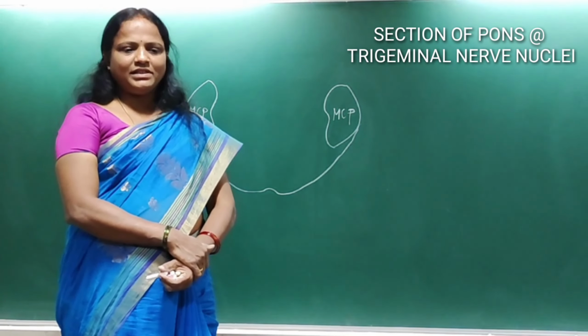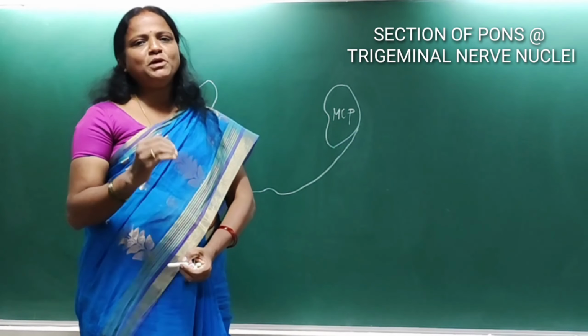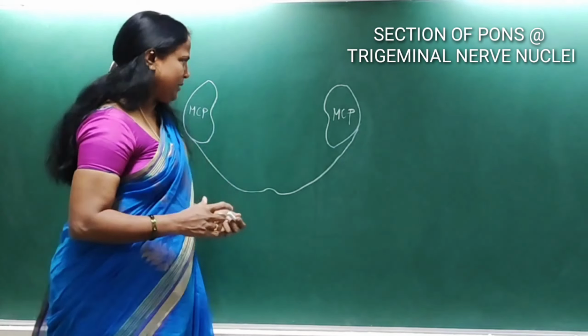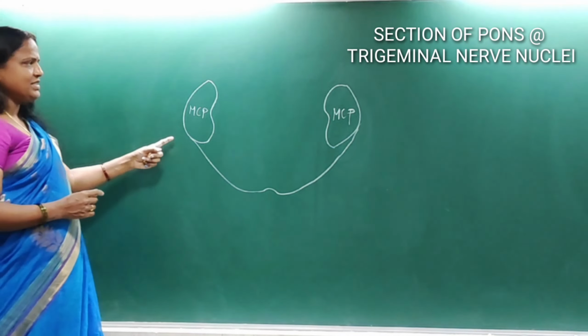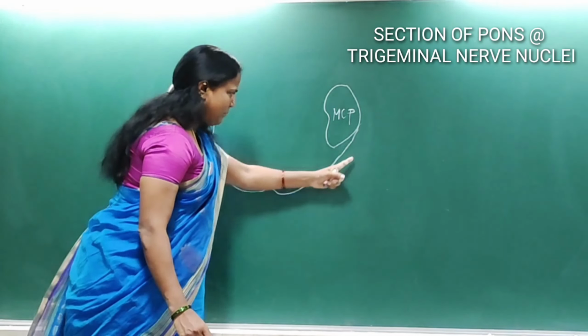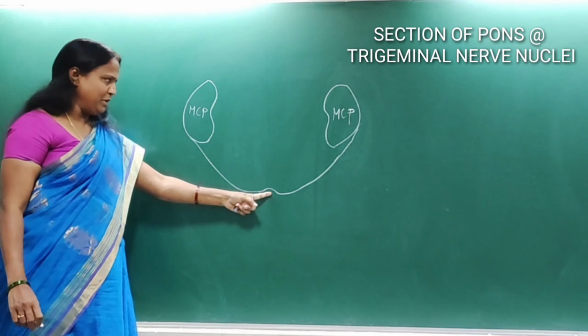So coming to the other section of the pons. This is at the upper part of the pons where the nuclei of the trigeminal nerve will be appreciated. So this is the section of the pons at the upper level. This is the ventral part and this is the sulcus bacillaris where the basilar artery will be lodged.